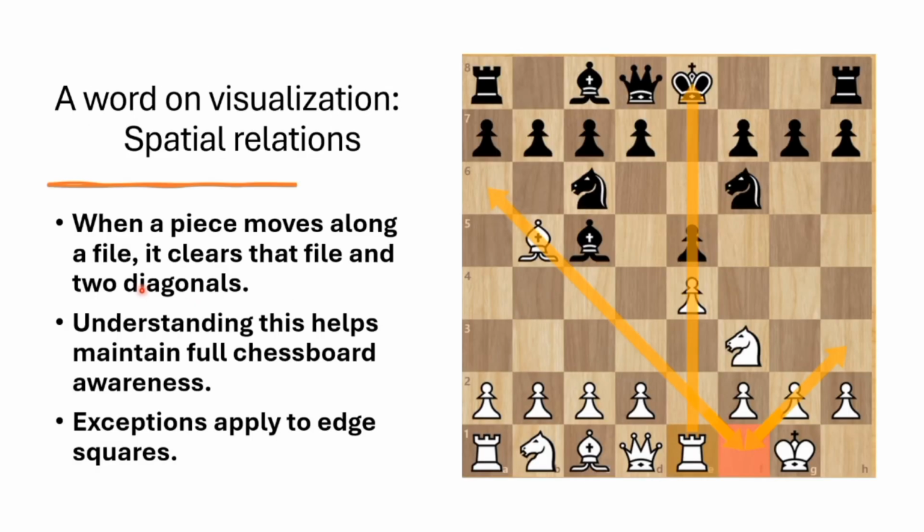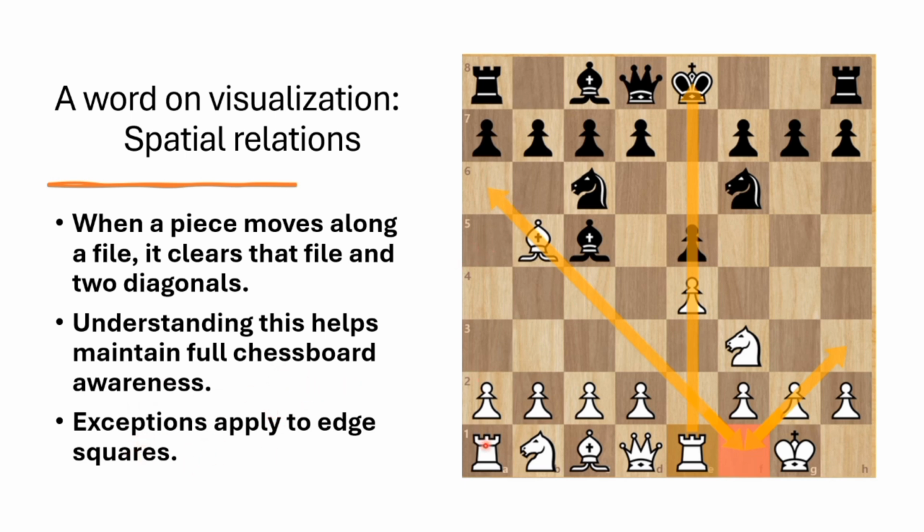Continuing with this line of reasoning, when a piece moves along the file, it clears that file and two diagonals, right? Understanding this helps maintain full chessboard awareness, but exceptions apply to edge squares. On the edge squares, there might not be two diagonals.